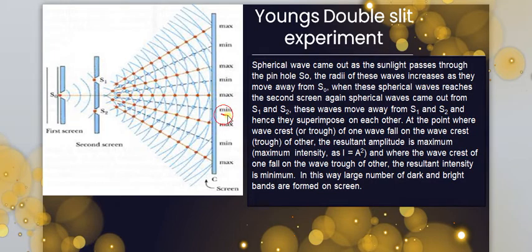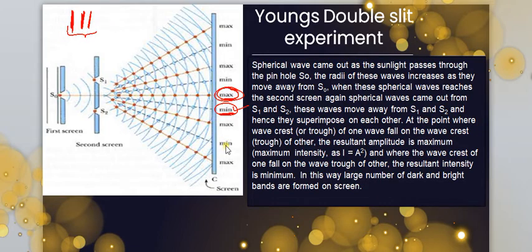Here we have marked two points, one is minima and one is maxima. Minima means darkness, and maxima means maximum intensity, the bright one. So fringes are obtained like this: dark fringe, then bright fringe, then again dark fringe, again bright fringe. Alternately these fringes are obtained.